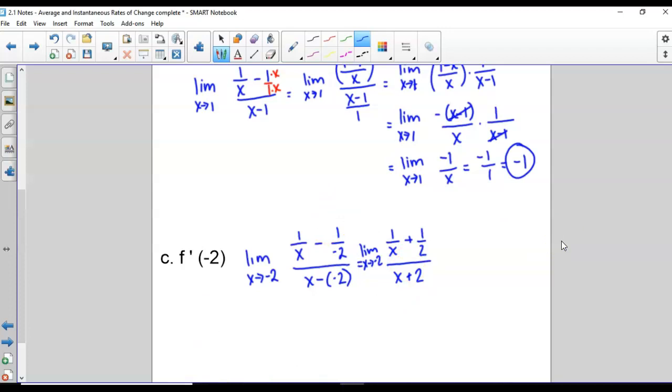This time, Lakin, to get common denominators, we're going to have to do a little bit more. What are we going to have to do to that first fraction? Good. And what do we have to multiply the second one by? By x. So that is going to give us the limit as x approaches negative 2 of 2 plus x over 2x, all over x plus 2.